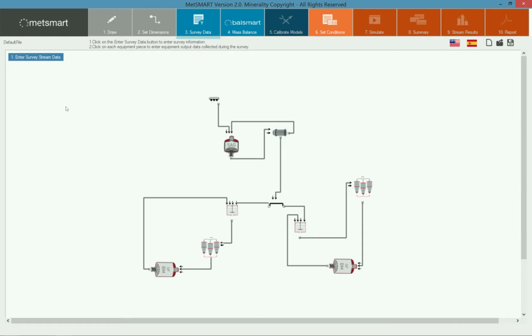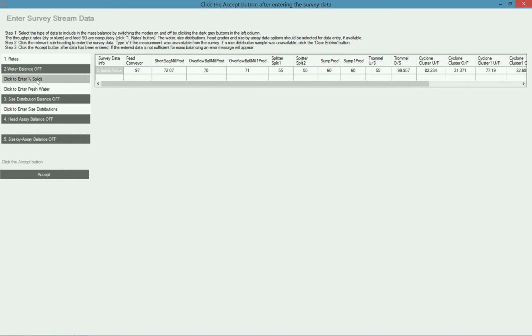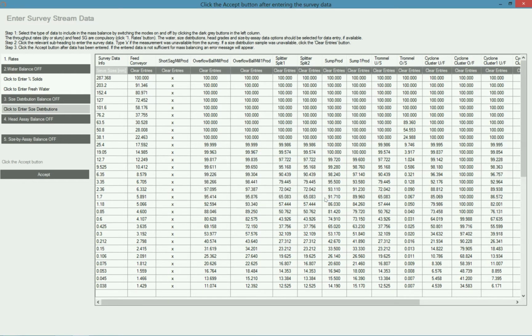When we enter the survey data, we can enter our slurry information from the survey in this screen. You can simply copy and paste the information from Excel directly to this screen. Here you can choose whether you want to mass balance the rates, the water, the size distributions, the head assays, or size by assay analysis. So for example, in this case, I have already copied and pasted the information into the stream, and this information was collected during a survey campaign on this plant. Here you will see in the case of the SAG mill that there was no information available for this equipment piece.